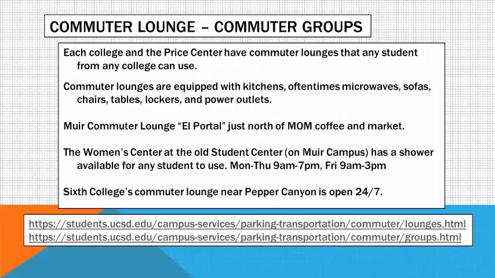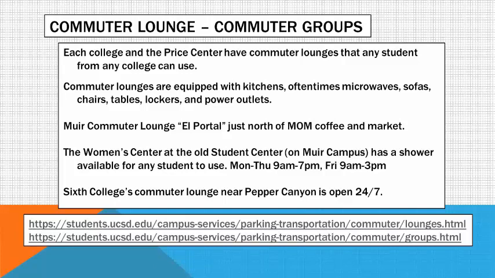This, I think, is good information to have if you're a commuter, and a lot of transfer students are commuters. We have Commuter Lounges and we have commuter groups. So each college and the Price Center have Commuter Lounges that any student from any college can use. So if you're a Muir student and you find yourself on the Warren campus, you can use their lounge too. Commuter Lounges are equipped with kitchens, oftentimes microwaves, sofas, chairs, tables, lockers, power outlets to charge your things.